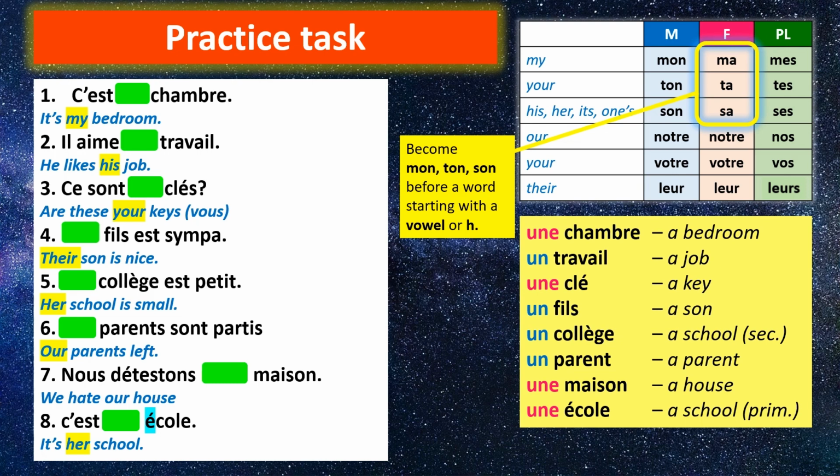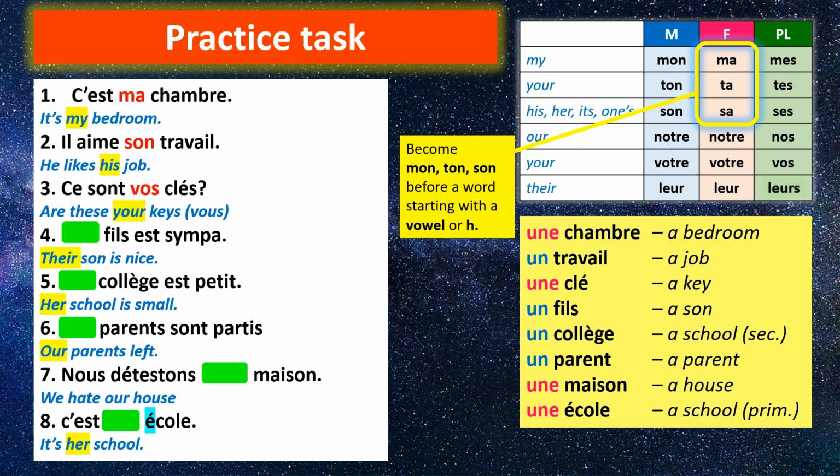Numéro 1. It's my bedroom. The word for my is going to be feminine because the word chambre is feminine. Therefore, my bedroom is going to be ma chambre. Il aime. We need the word for his. The word travail is masculine. Son travail. Are these your keys? And I want the vous form. It's plural, therefore, ce sont vos clés.